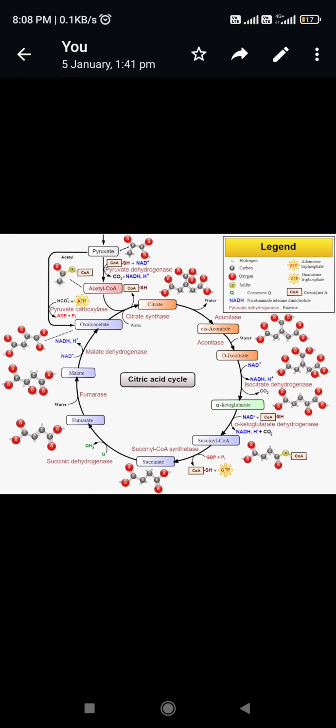Here 2 molecules of GTP are generated from the pyruvate molecule. Like ATP, GTP is also an energy molecule. In addition to that, 6 molecules of NADH and 2 molecules of FADH2 are synthesized. So this is about the Krebs cycle.